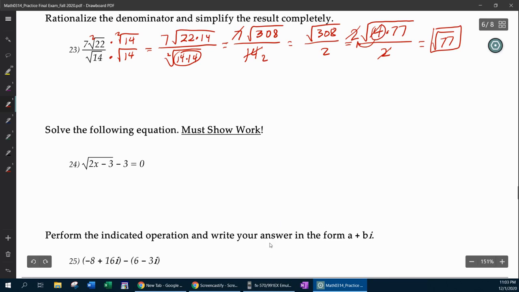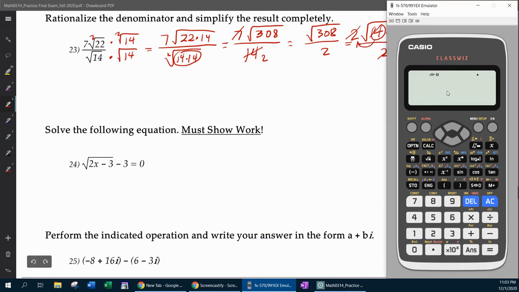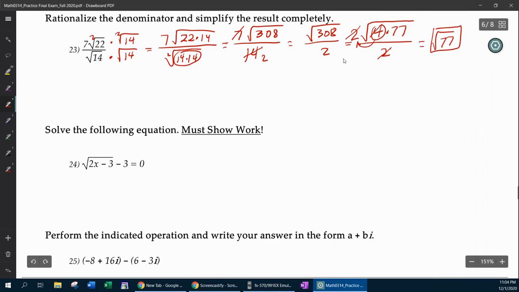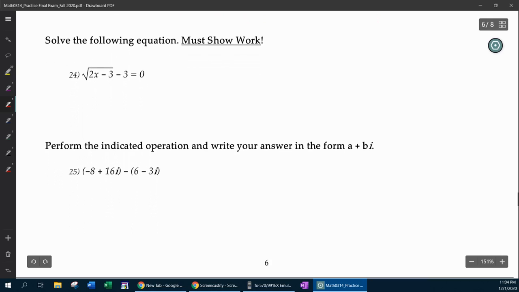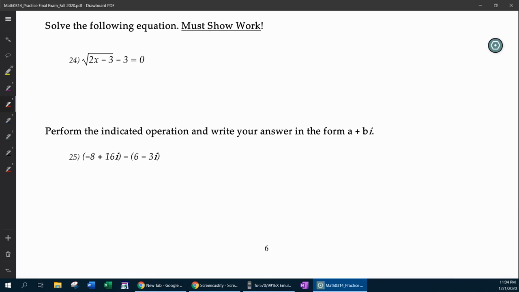You will need to show this work, but you can use the calculator to check. If you have this particular calculator, you can type in the problem just the way it looks, 7 square root of 22 over square root of 14, and it should simplify completely in simplest radical form. So it is possible to use the calculator to get the answer, but you will need to show your work to get credit. Number 24, solve the following equation.